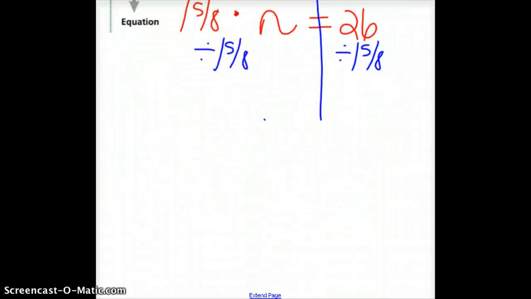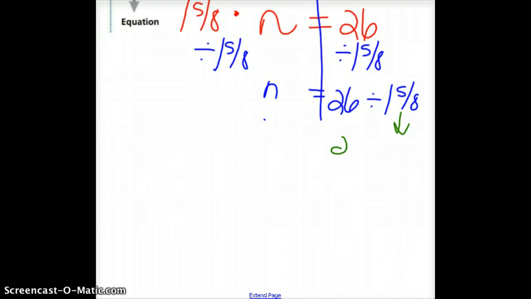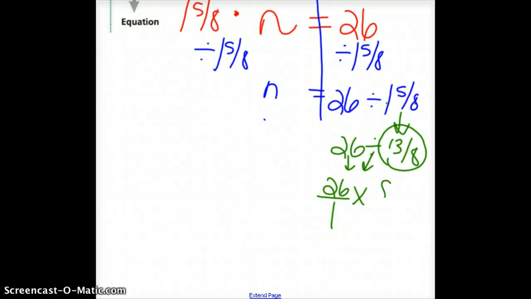I'm going to make this page bigger. So I have n by itself. I have 26 divided by 1 5/8. First, let's find out what this improper fraction is. 8 times 1 is 8. Plus 5 is 13 over 8. I'm going to look at 26 as a fraction over 1. I'm going to multiply by the reciprocal.